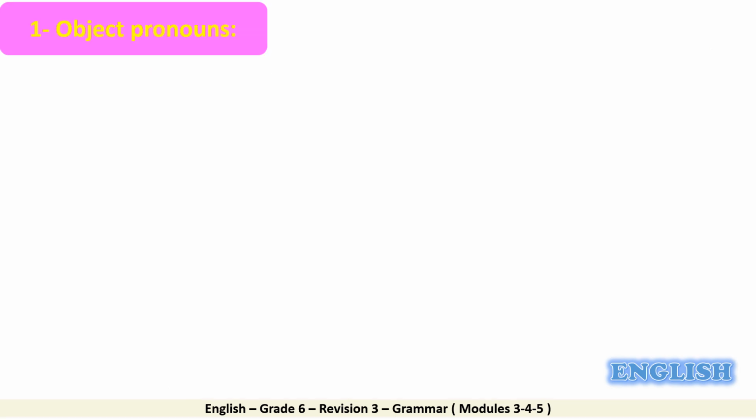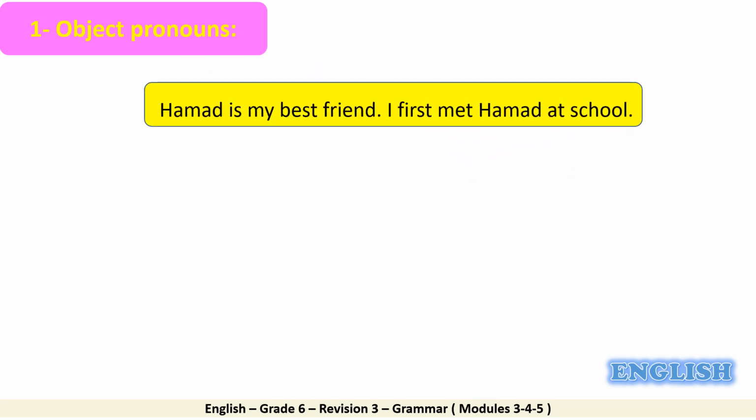Let's begin our revision with number 1, object pronouns. Have a look at sentence number 1. Hamad is my best friend. I first met Hamad at school. What do you notice here? Great, there is a repetition of Hamad here and Hamad in the second part of the sentence. So, how can we avoid this repetition?